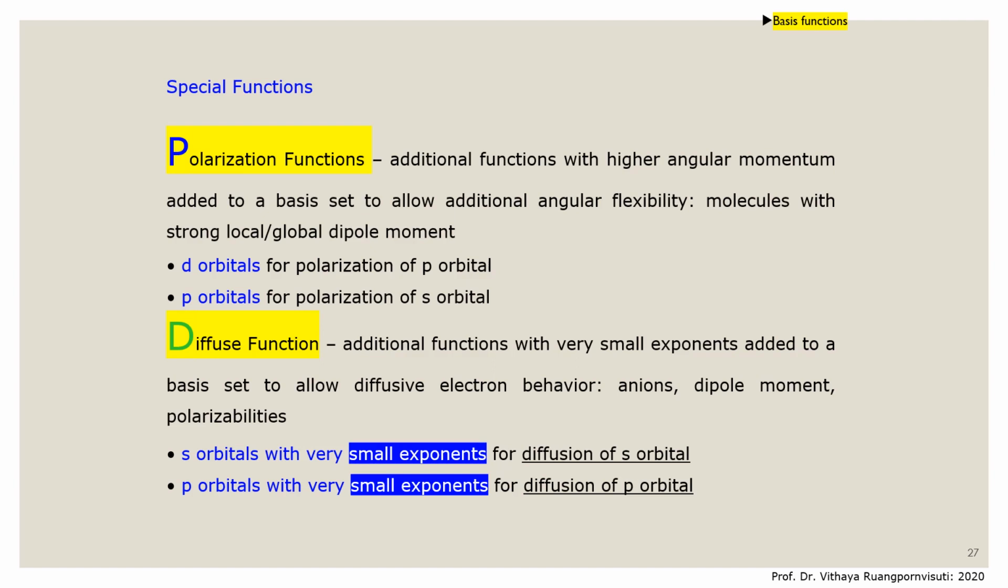The diffuse functions. Additional functions with very small exponents added to a basis set to allow diffuse electron behavior. Used for ions, dipole moments, and polarizability: s orbitals with very small exponents for diffuseness of s orbitals, and p orbitals with very small exponents for diffuseness of p orbitals.